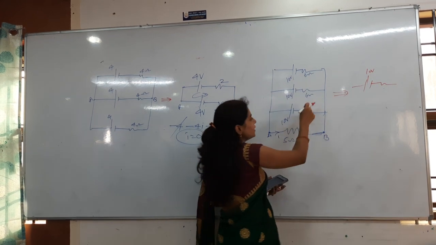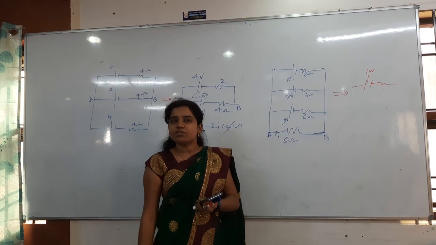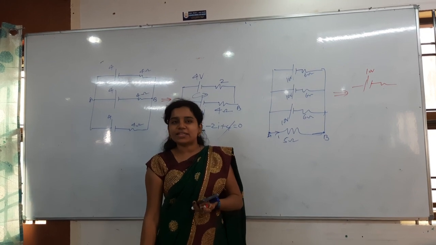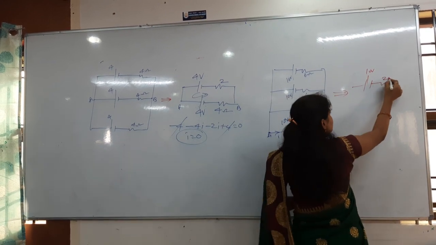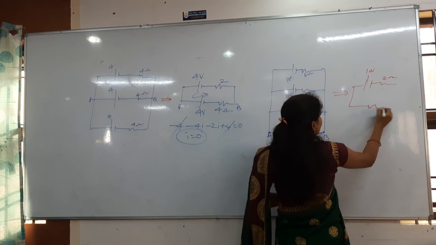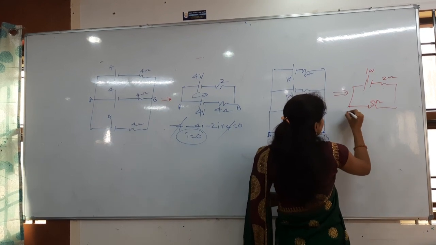Then resistors 6 and then 6 and then 6, parallel combination. What will we get? 6/3. 6/3 is nothing but how much? 2 ohms is the resistor here. Then here a 5 ohms resistor is there.